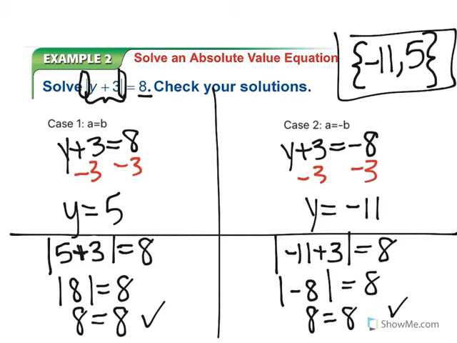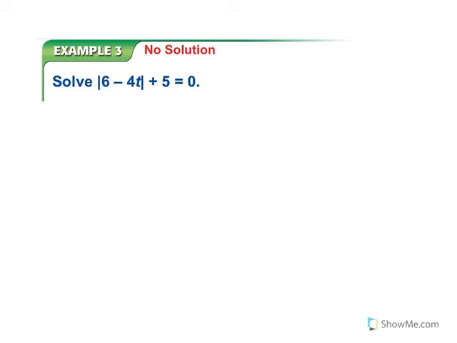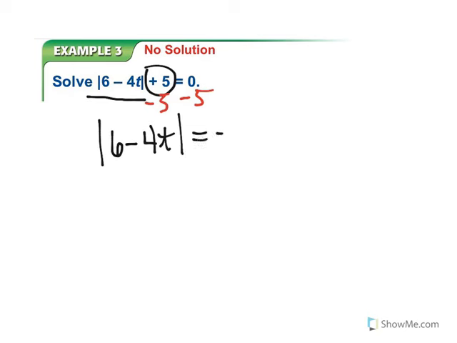Now I would like you to try an example. Example number 3. It says solve the absolute value of 6 minus 4t plus 5 equal to 0. First thing you want to do when you have something like this is get the absolute value by itself. So anything that's attached on the same side you need to get rid of. So first we're going to subtract 5 from each side, and we get the absolute value of 6 minus 4t is equal to negative 5.